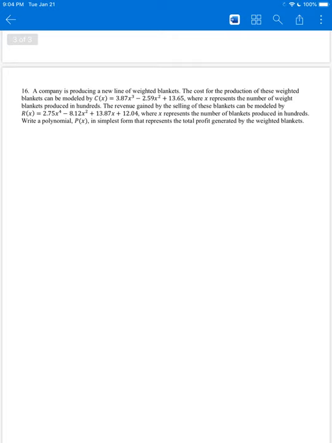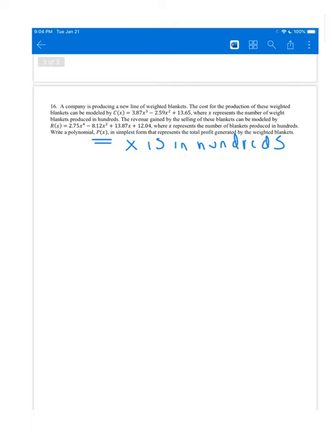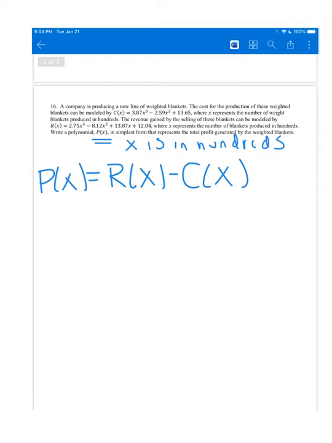It doesn't say it, but you can assume in this case, just because I'm telling you right now, that in P of x, x is also in hundreds. So you don't have to worry about any of that conversion stuff. Okay? So if you have the cost for production and you have the revenue, the way that you figure out the profit is by subtracting the two of them. Your profit function is equal to the revenue, how much money you made, minus how much money you spent. So you're going to be subtracting these.